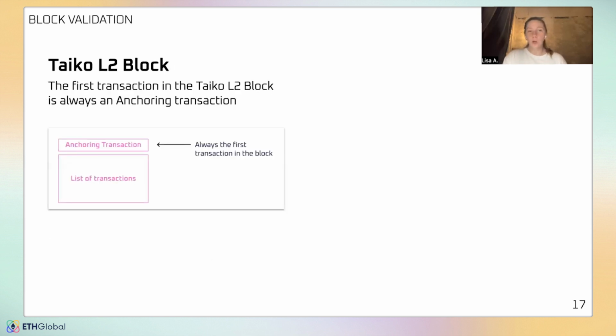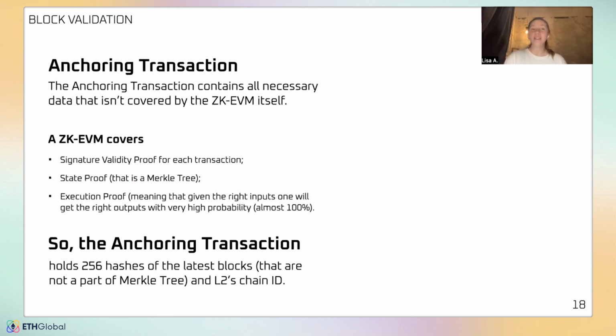A Taiko layer 2 block consists of an anchoring transaction and just a list of transactions. This anchoring transaction is always the first transaction in the block, and it contains all necessary data that is not covered by the ZK EVM itself. While the ZK EVM covers signature validity proof for each transaction, state proof, that is a Merkle tree, and the execution proof, that is, given the right inputs, one will get the right outputs with very high probability.